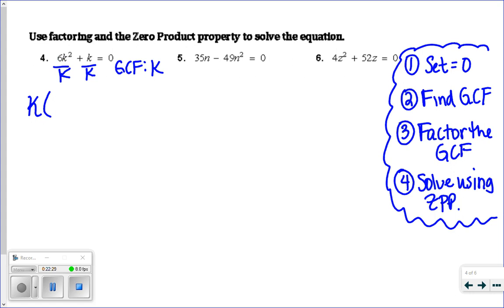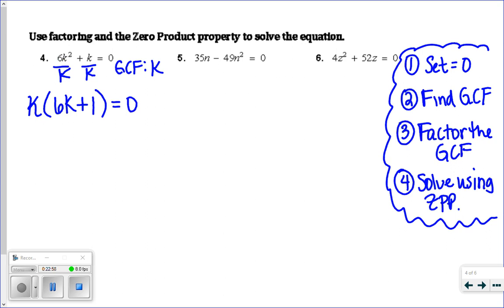6k squared, if we divide that by k, it's still going to leave me the 6, and it's going to leave me a k. So I had k squared, so if we divide one of them out, we still have a k in it. The second term is plus, and then it's just k over itself. I had 1k, so you have to write the 1 there, or it's going to be all wrong. So k over k equals 1, so we still have that plus 1. Okay? All right, and then it's equal to 0.